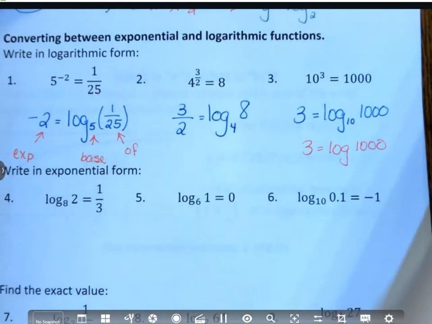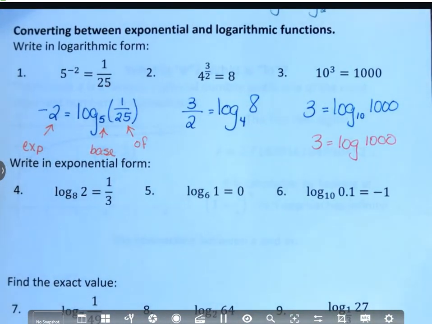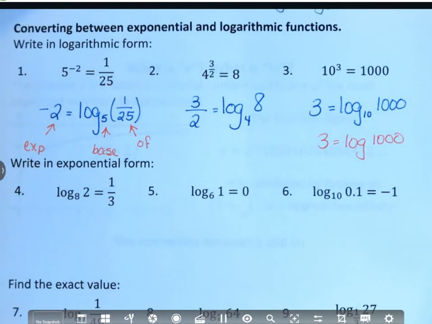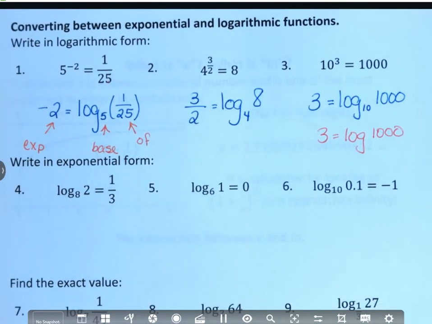Go ahead and write down 4 through 6 for me. I get really excited with this stuff, guys, so please tell me if I'm going too fast. Because I'm like, ooh, this is cool. I enjoy this way too much.